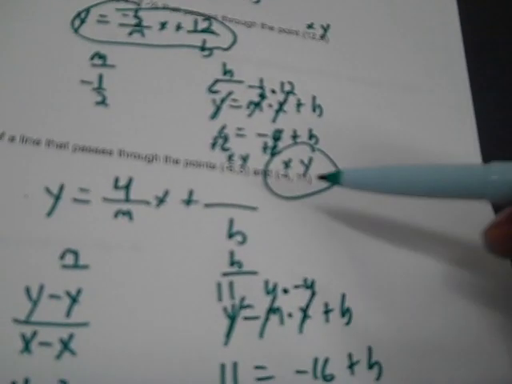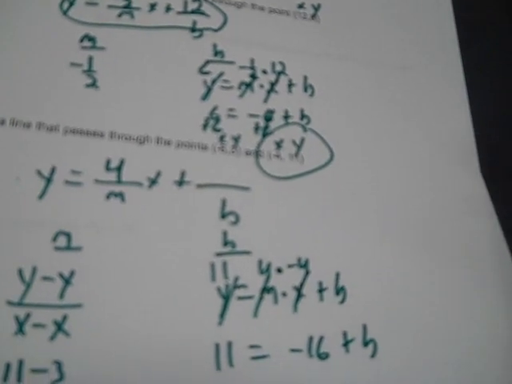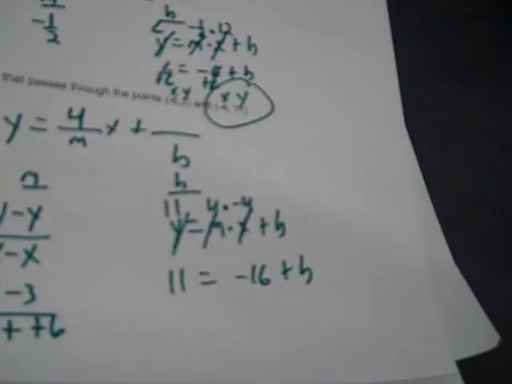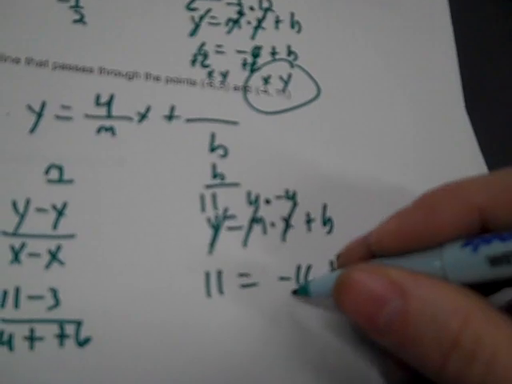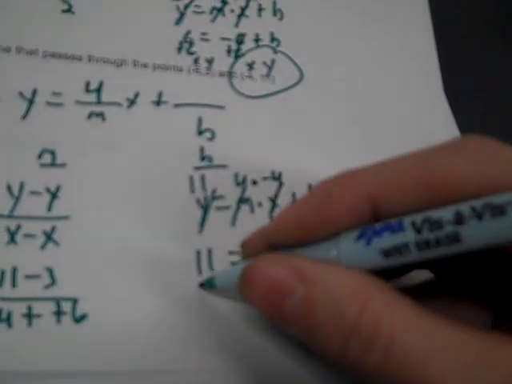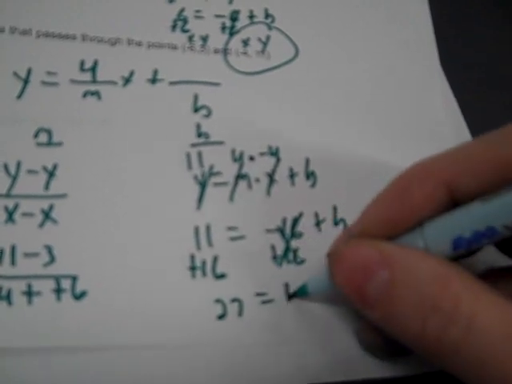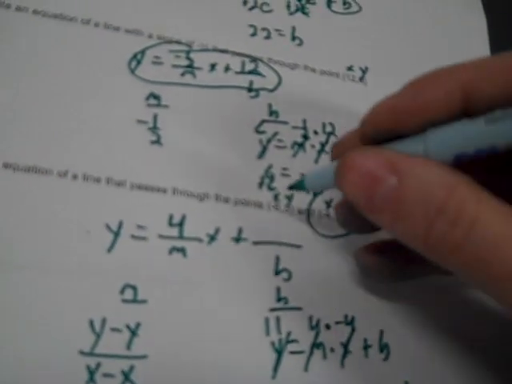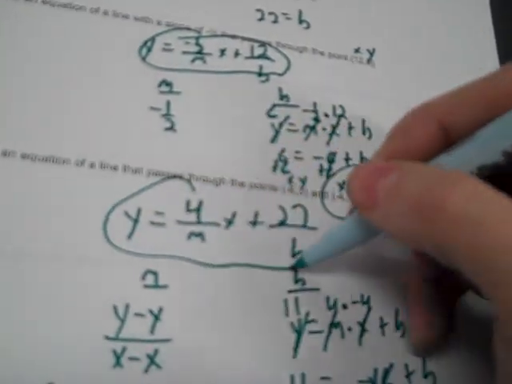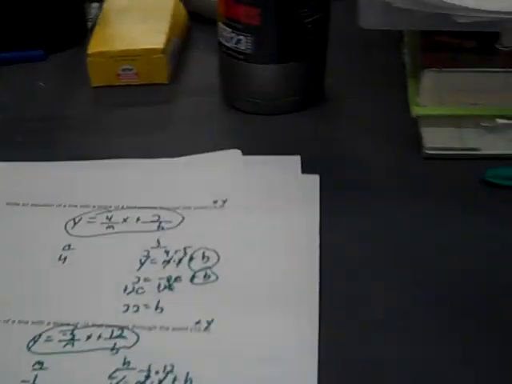For x and y, you either pick one coordinate or the other. Okay, you'll get the same answer out of both if you have the right slope. So add 16, and 11 plus 16 is 27. I don't need to divide because b is just multiplied by 1. Okay, pause the video and do the 2 problems on the back.